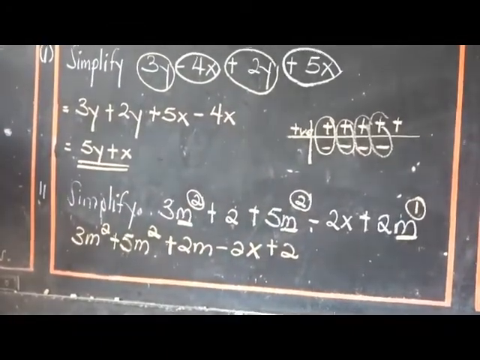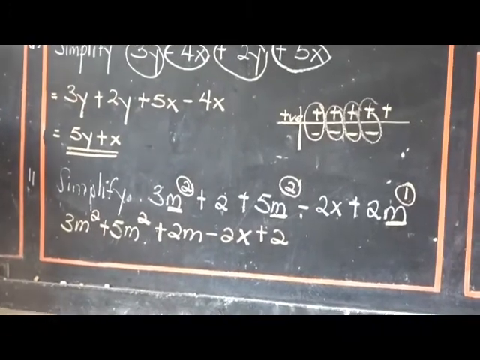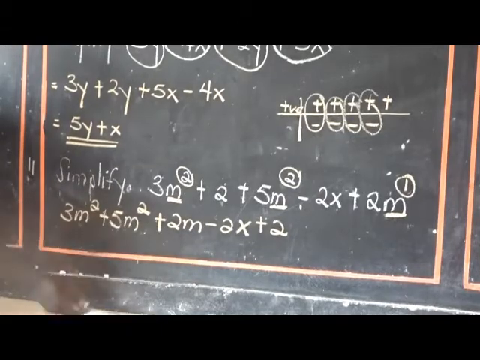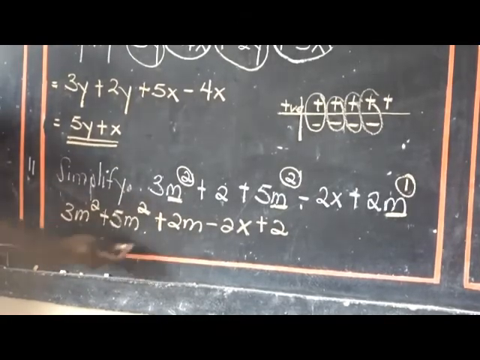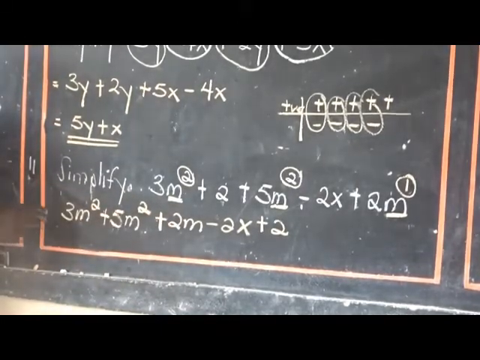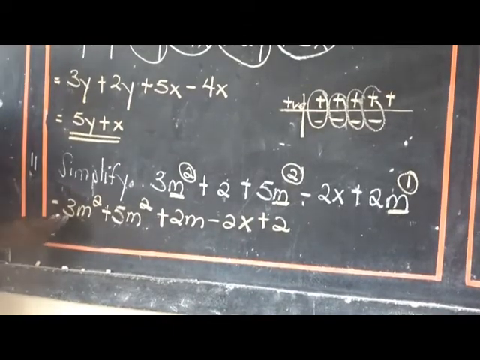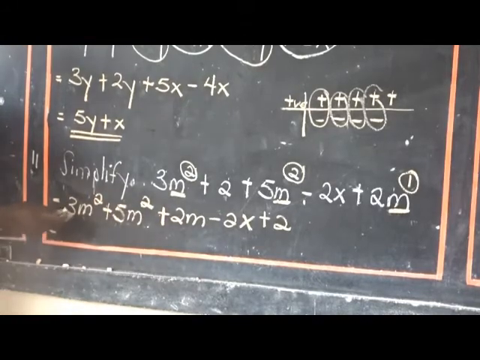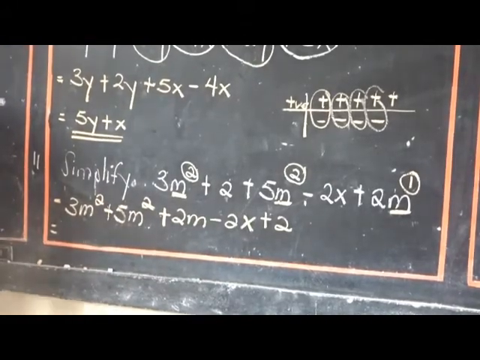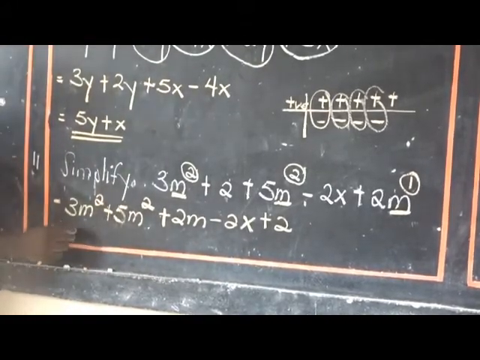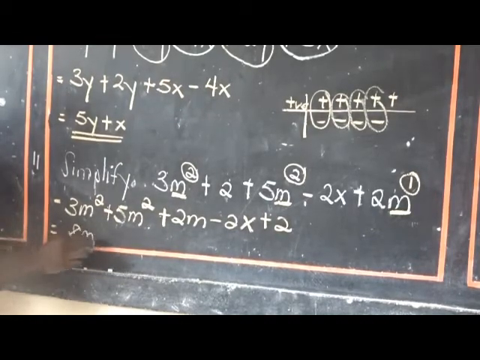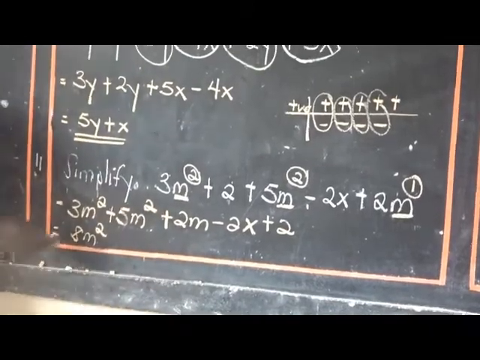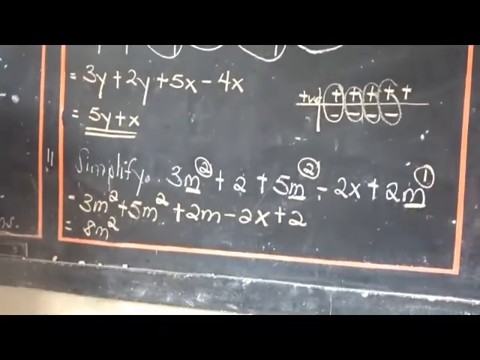So of these ones, which terms are combined? Automatically, 3m squared and 5m squared. This one will not be added to this because it is not similar to them. So here we shall have 3m squared plus 5m squared. We have said we add the coefficients. What is 3 plus 5? This gives us 8m squared. The power will be retained because this is just a single term.